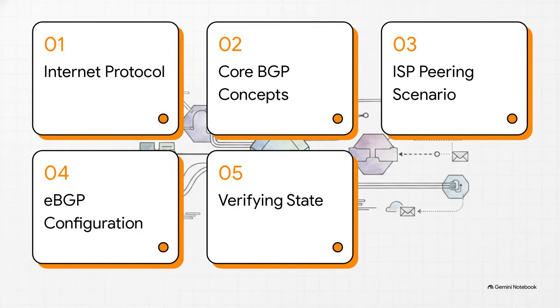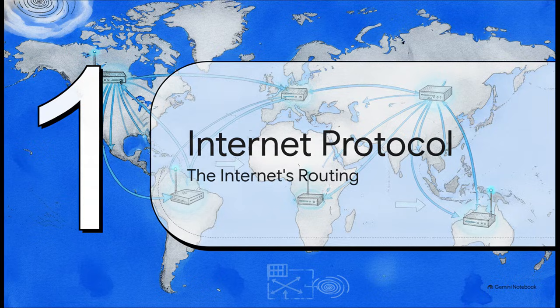Okay, let's dive right into this. Here's our roadmap to BGP mastery. First, we'll look at the Internet's routing protocol, then core BGP concepts, followed by a real-world scenario focusing on ISP peering. After that, we'll do a step-by-step eBGP configuration, and finally, verifying your network state. All right, kicking things off with Section 1, the Internet's routing protocol.